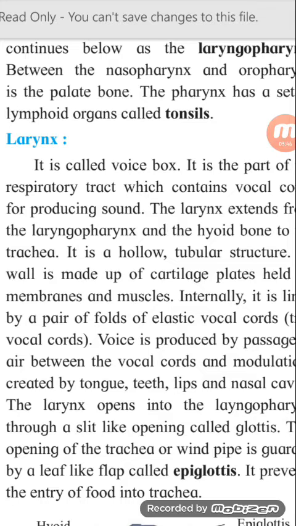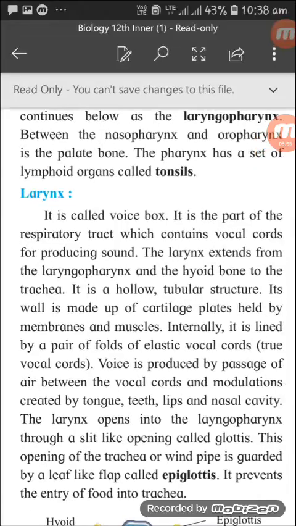Okay. Next one. Larynx. What is larynx? Where is the larynx located?